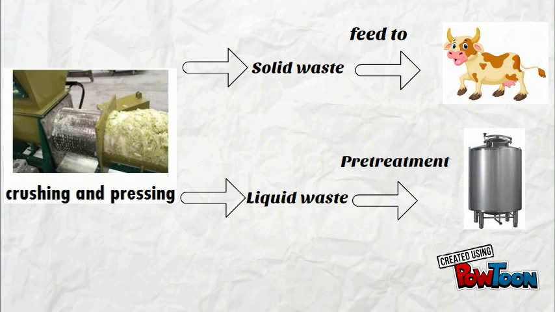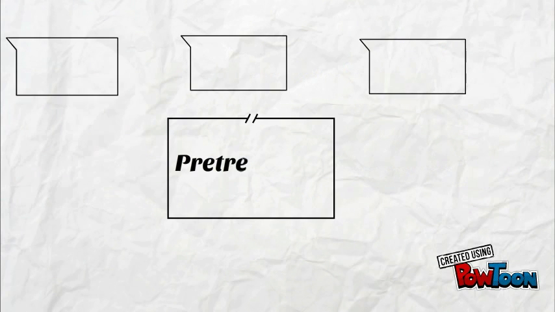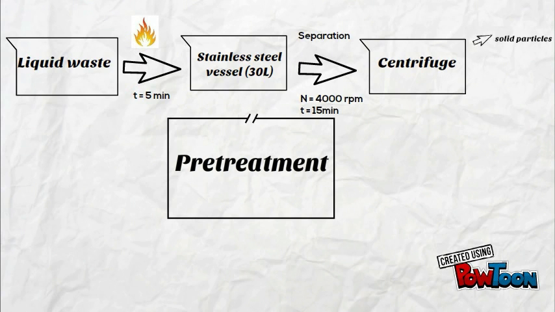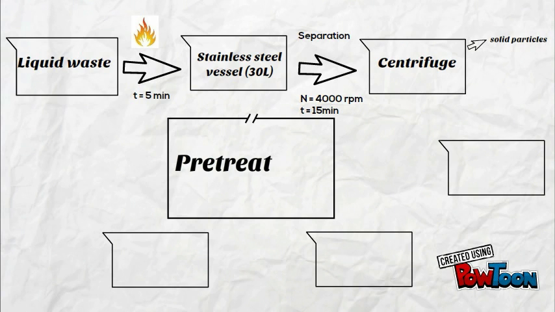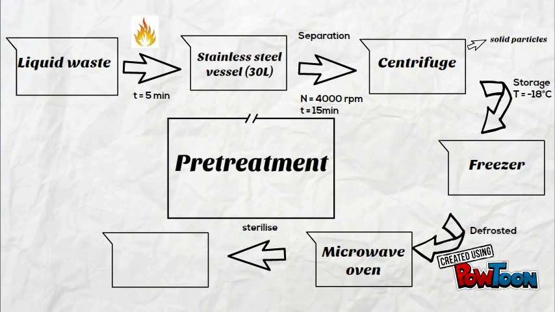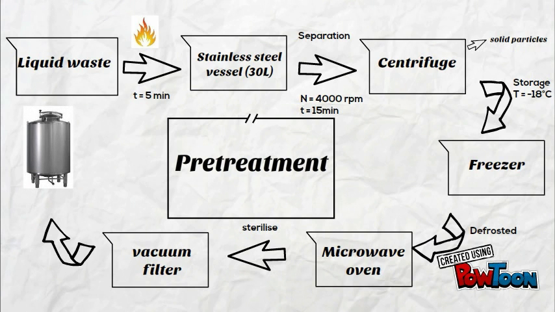Before the fermentation process, liquid pineapple waste will undergo pre-treatment. Liquid pineapple waste is boiled in a stainless steel vessel for 5 minutes to deactivate the existing enzymes, then undergoes centrifugation to remove the solid particles. The liquid pineapple waste is then stored in the freezer. When we need it, we defrost it using a microwave oven, then sterilize it using a vacuum filter. Then the liquid pineapple waste is prepared and can be used in the fermentation process.